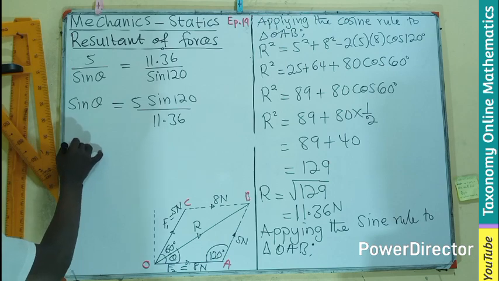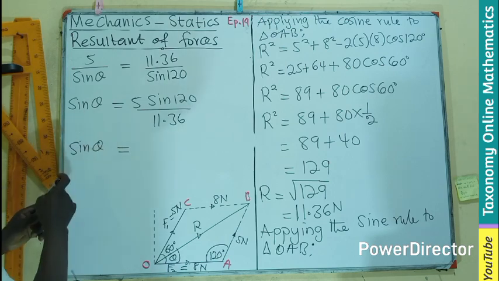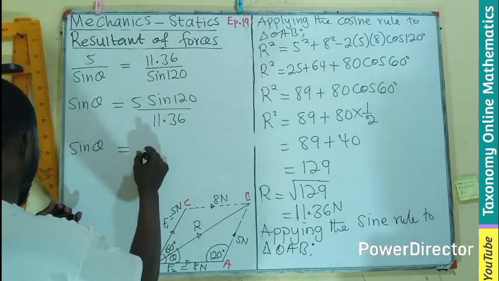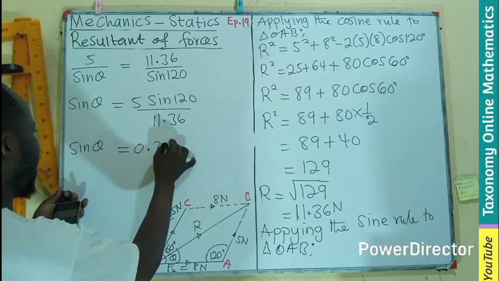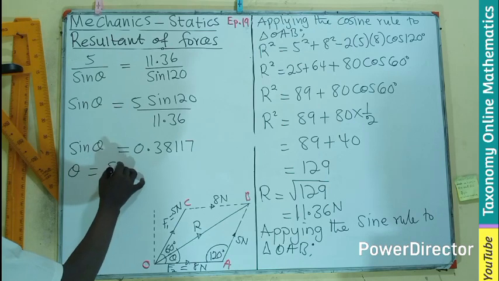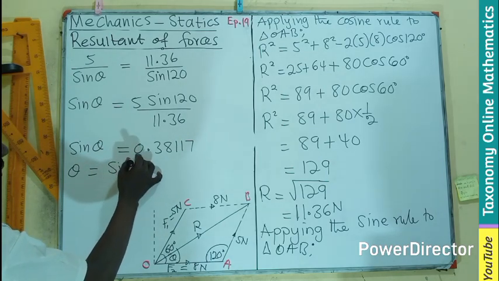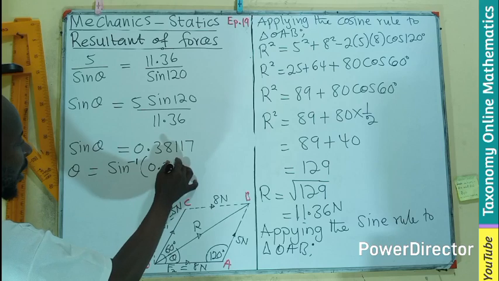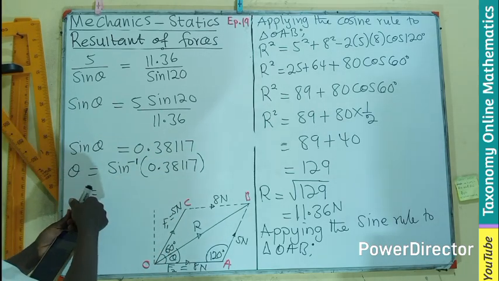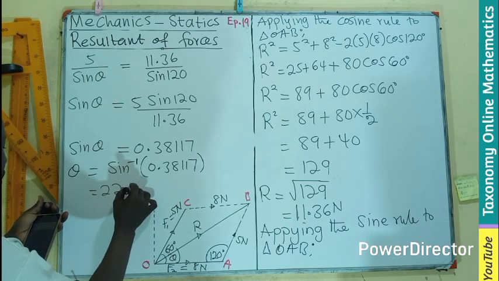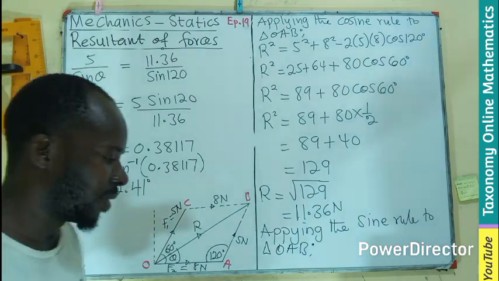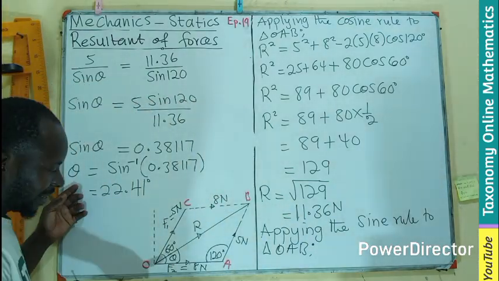So I can just say that my sine theta equals whatever value I have with that fraction, and this will be giving us 0.38117. So now let's go for theta, which is going to be the sine inverse of 0.38117. Let's see that on our calculator, and that will be giving us 22.41 degrees.